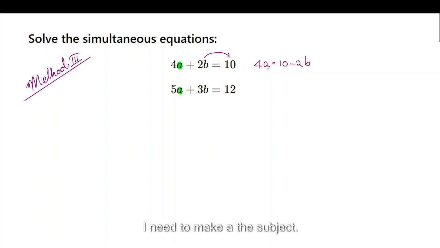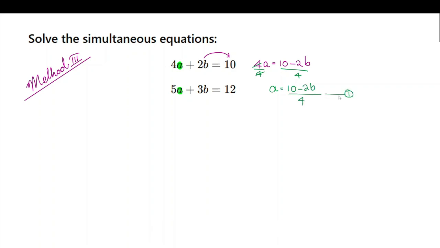I need to make A the subject. So obviously divide both sides by 4. Now I can clearly see this 4 and this 4 gets cancelled out. So from the first one I get A is equal to 10 take away 2B over 4. Now let's call this equation 1. Let's do the same thing with the second one. Move the 3B to the other side. So I have 5A is equal to 12 take away 3B.